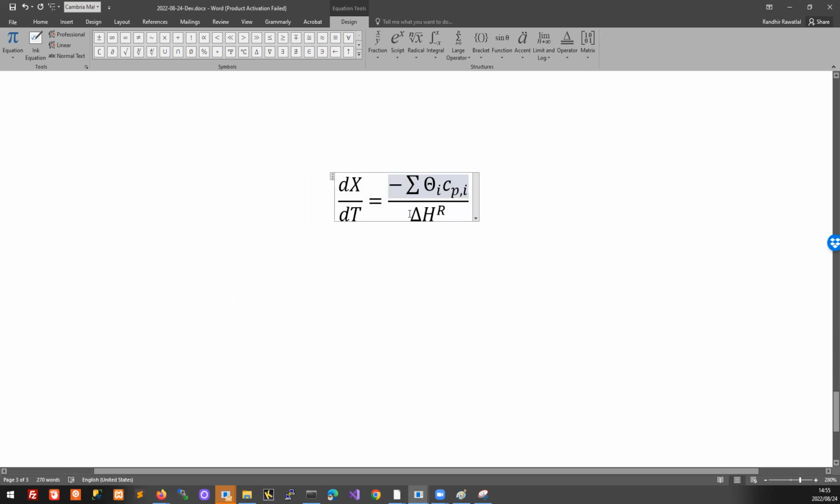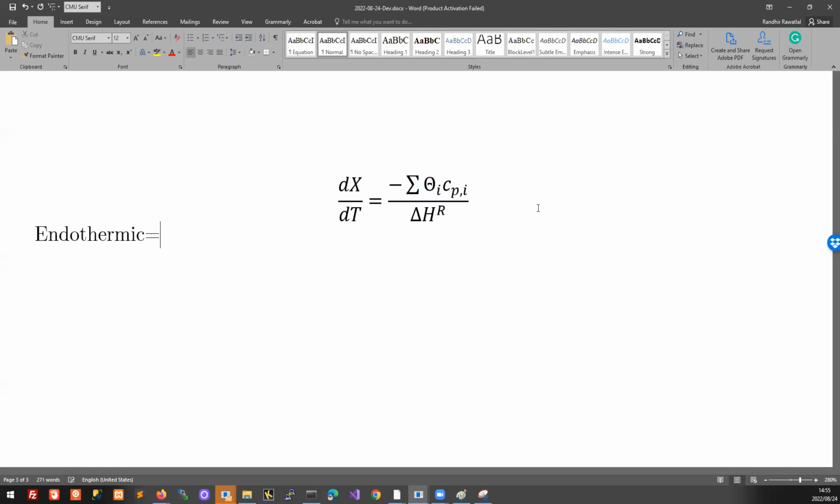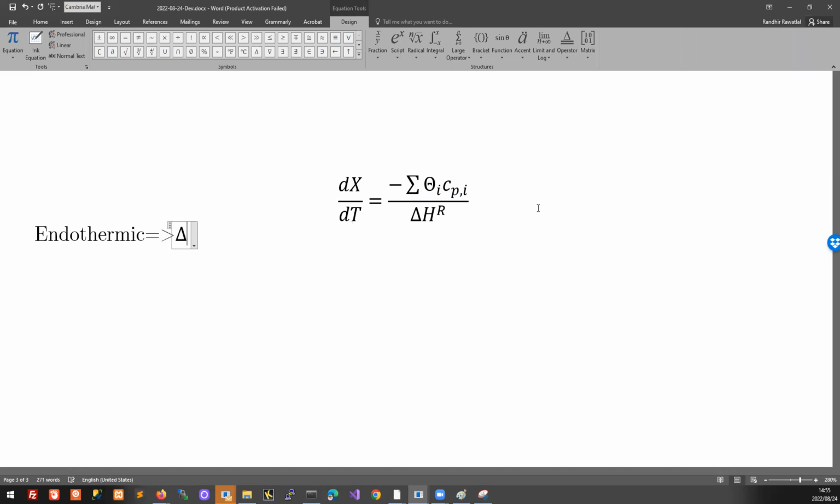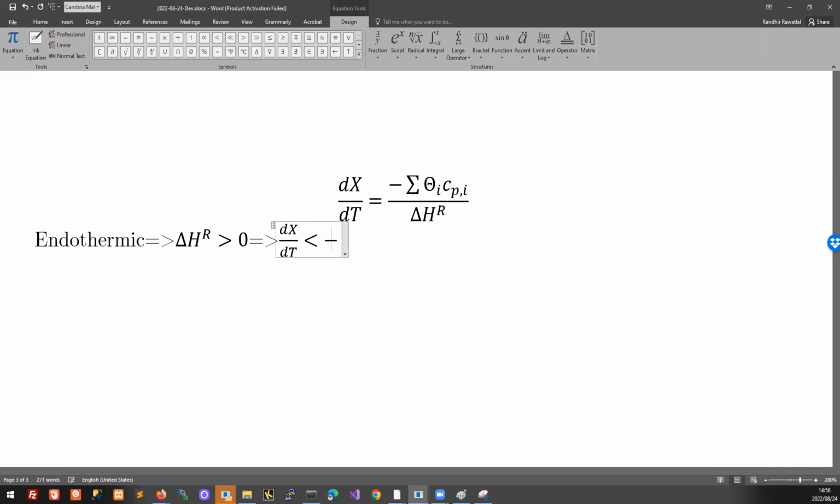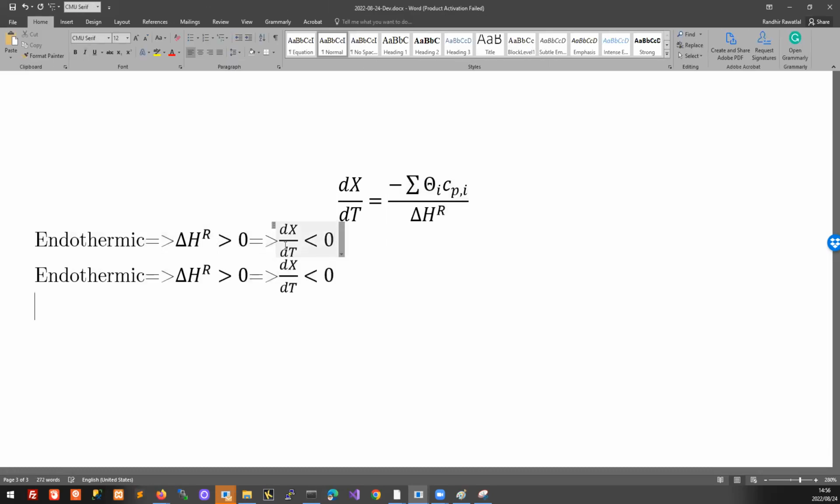Yeah, so if you look at this, if we say that delta HR is endothermic, the endothermic implies that delta HR is positive, and you can see the numerator, all this stuff, this has to be positive, right? Beta, CPI, we just said all that is positive. So overall, this is going to be negative. The denominator is positive. So delta HR is positive. That gives us that dx dt is negative. And you can show by the same token that when delta HR is negative, then dx dt is positive.